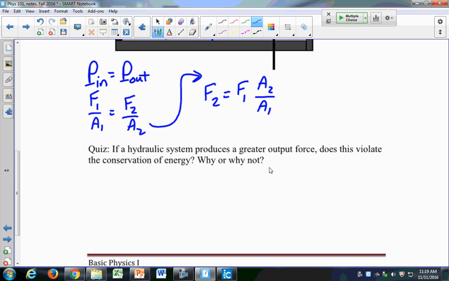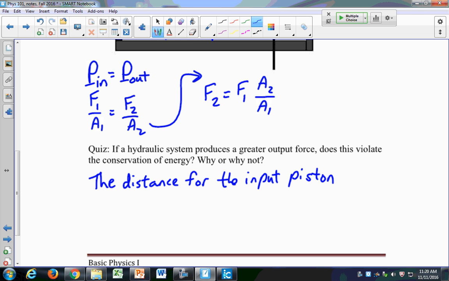So the difference then is the distance for the input piston is greater than for the output. And remember, the input piston has a small force, but the distance is greater than for the output.